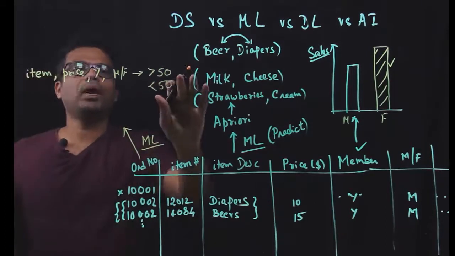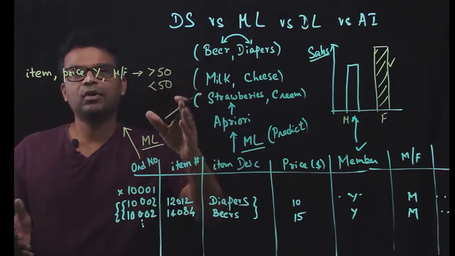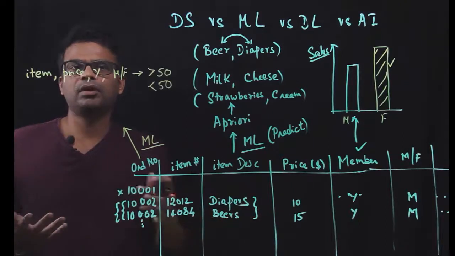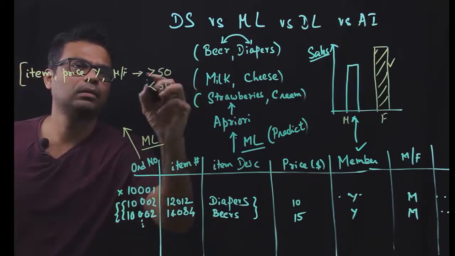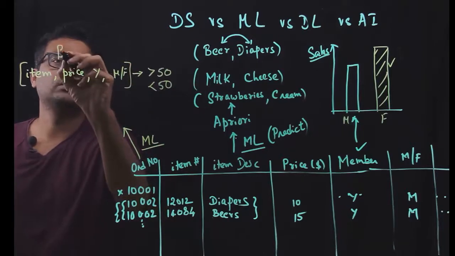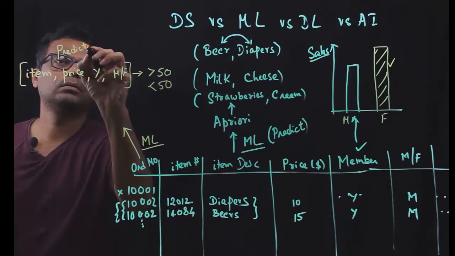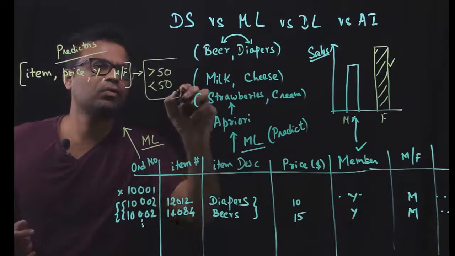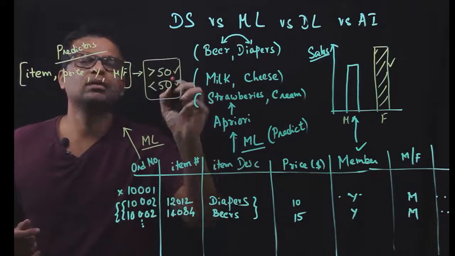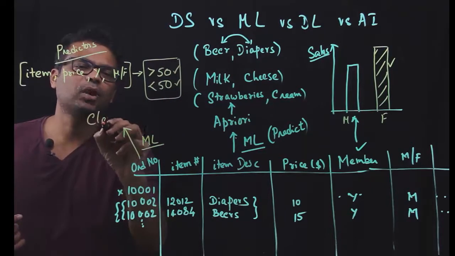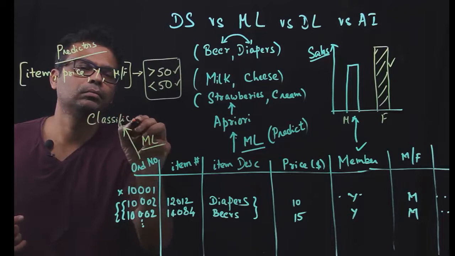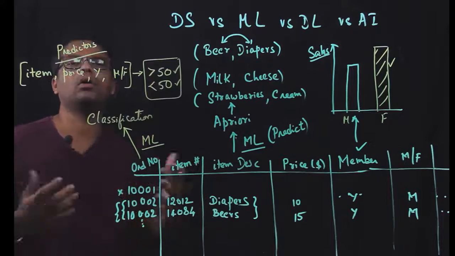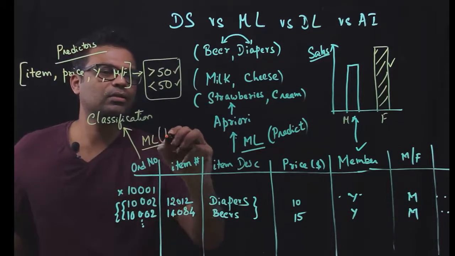And what decisions to make based on whether it is greater than $50 or less than $50 is something that the marketing department can take. But what I'm trying to say is, can we predict based on these predictors, this value we're interested in: is it greater than 50 or less than 50? It's basically a classification problem, and it can be done using a variety of ML algorithms. So this is again a case of prediction.